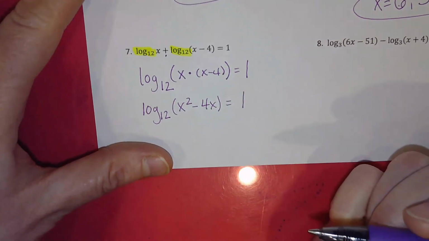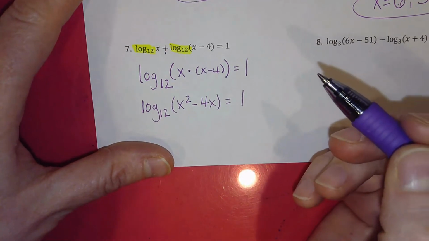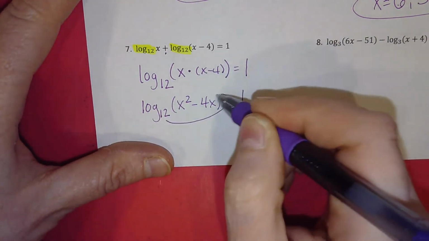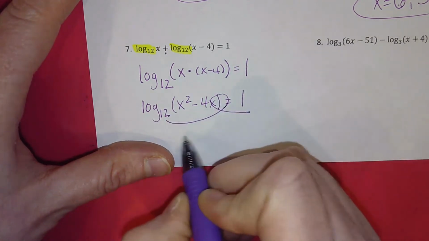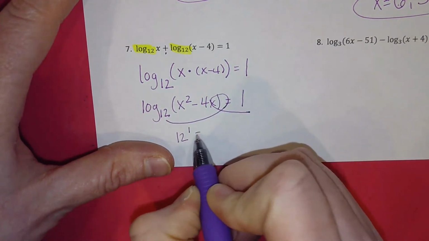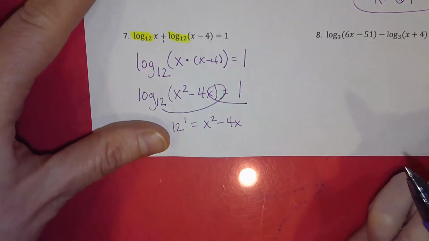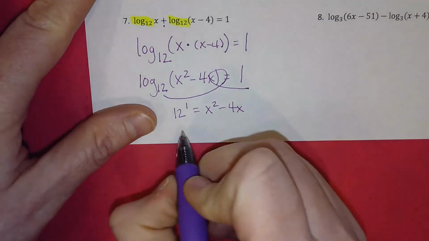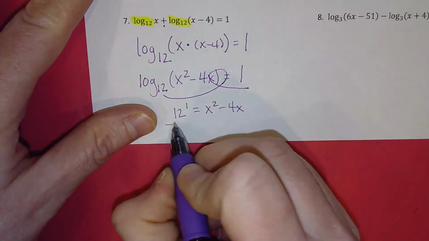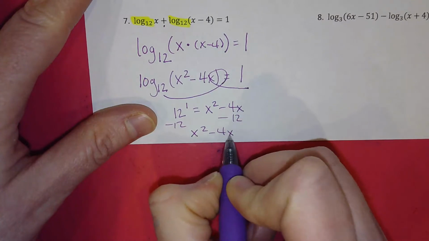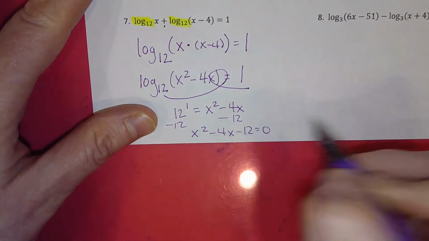Now what I'm going to do is rewrite this using the exponential log change form. So I'm going to do a loopity-loop, and so I'm going to go 12 to the first equals x squared minus 4x. Since I have an x squared again, I'm going to move everything over, so minus 12: x squared minus 4x minus 12 equals 0.